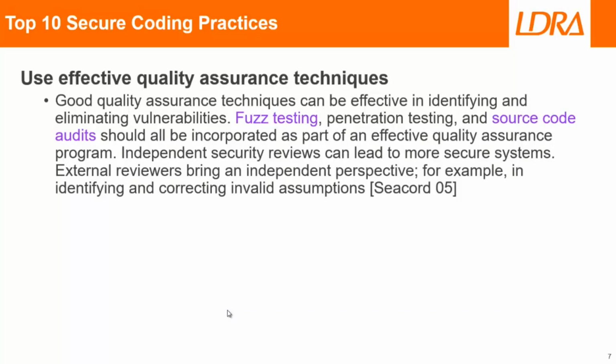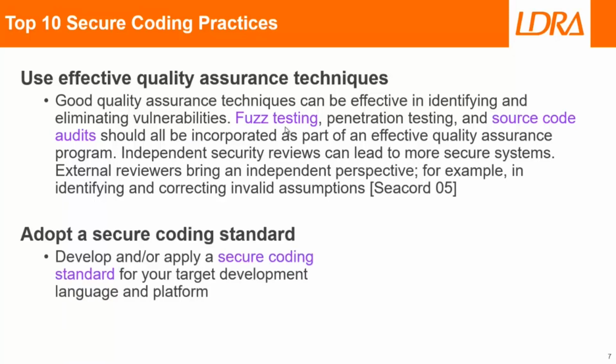And then we should also put in place effective quality assurance techniques, things like penetration testing, source code audits, but also fuzz testing. And fuzz testing is basically where we take a particular function and we try invoking it with a range of different inputs, a lot of which may be invalid, checking that the code is robust and doesn't crash.